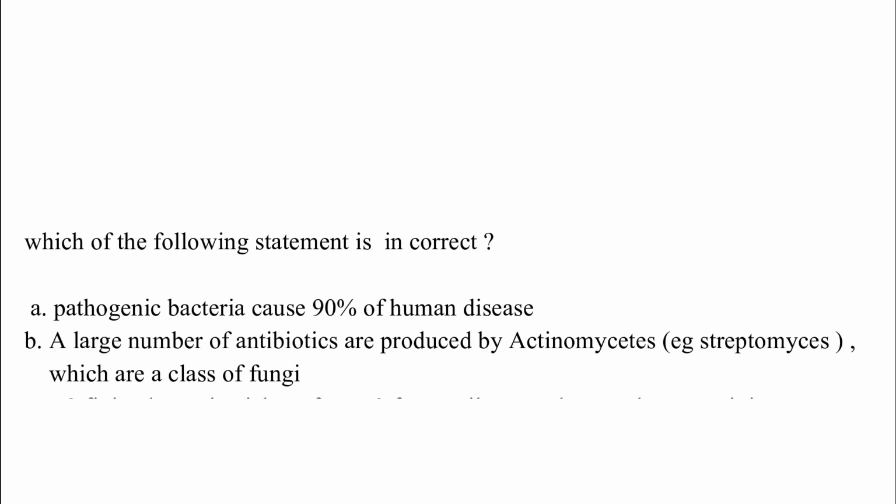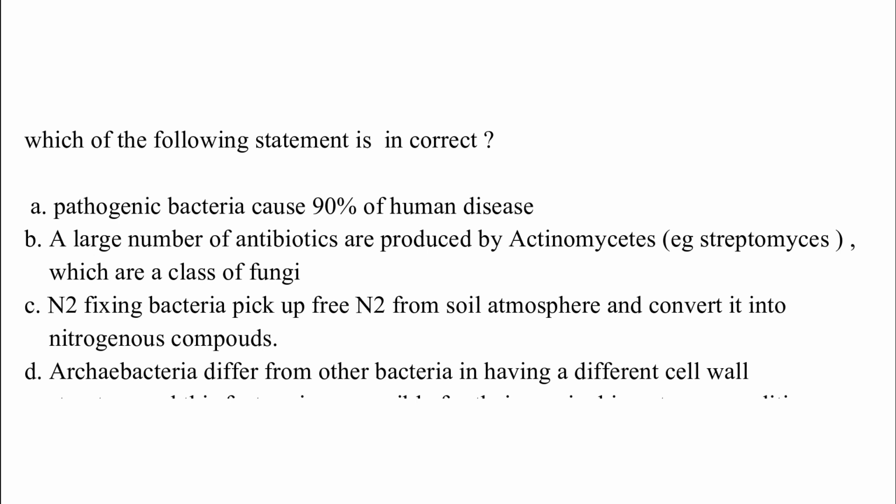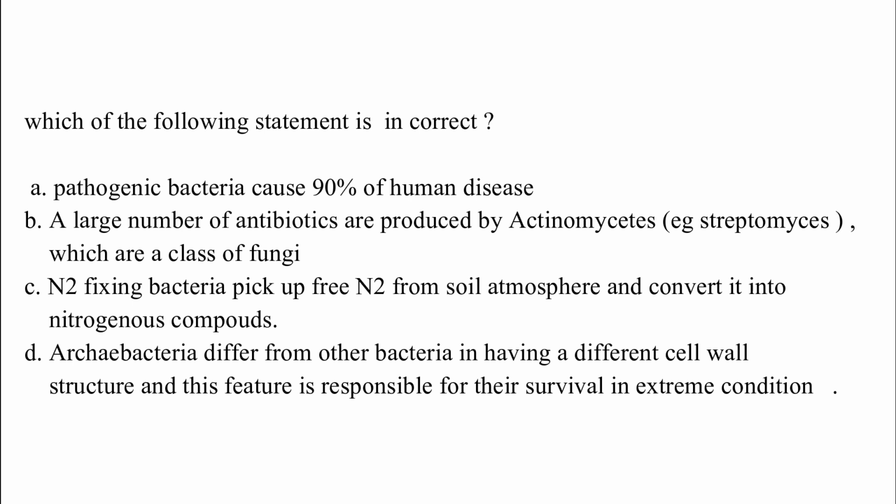Which of the following statements is incorrect? Option A, pathogenic bacteria cause 90% of human disease. Option B, a large number of antibiotics are produced by actinomycetes, for example Streptomyces, which are a class of fungi. Option C, N2 fixing bacteria pick up the free N2 or nitrogen from the soil atmosphere and convert it into nitrogenous compounds. Option D, archaebacteria differ from other bacteria in having a different cell wall structure, and this feature is responsible for their survival in extreme conditions.